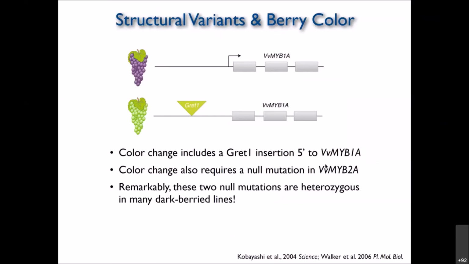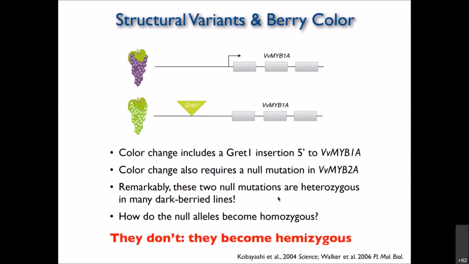One of the things that's very cool about grapes is these 2 null mutations are heterozygous in many of the dark berried lines. So in other words, the dark berried lines are carrying these recessive null mutations, and they have the potential to become white grapes if somehow you make the null mutations homozygous. So how does that happen? How do you make the null mutations homozygous so that you make white grapes? Well, it turns out they don't become homozygous, they become hemizygous. Let me show you how we know that.